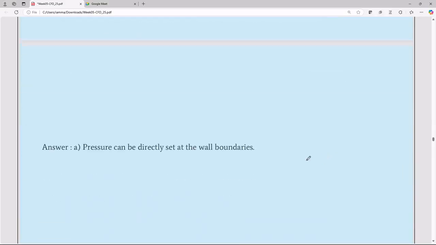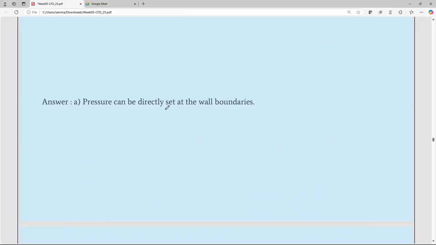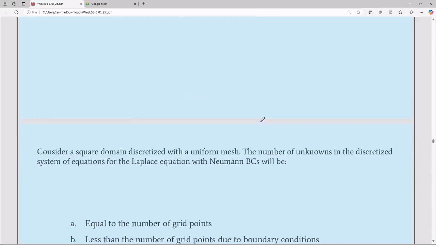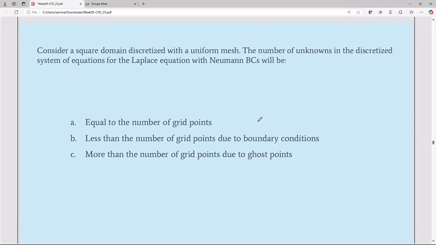Your answer is pressure can only be directly set at wall boundaries. So this is the wrong statement among the others. All other statements in this context are true or correct. Moving on to the next question.